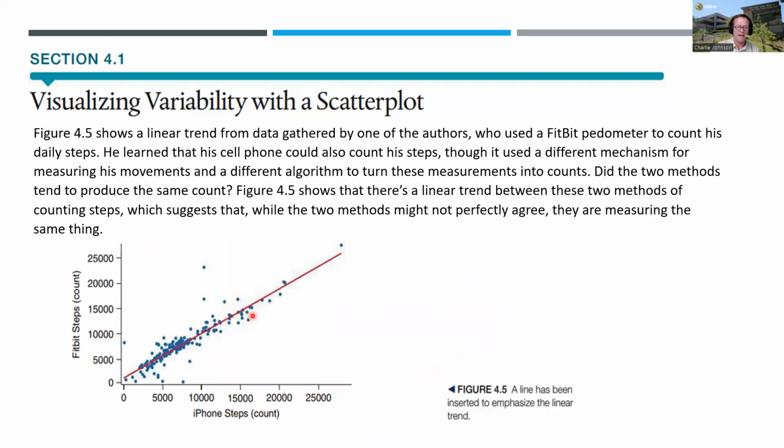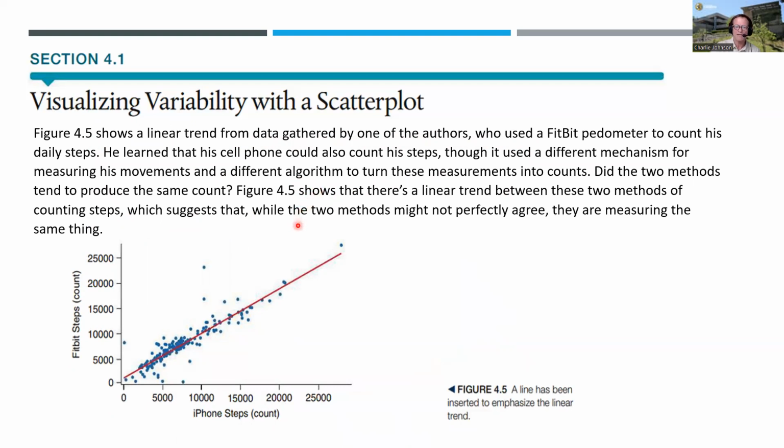Figure 4.5 shows a linear trend from data gathered by one of the authors, who used a Fitbit pedometer to count his daily steps. He learned that his cell phone could also count his steps, though it used a different mechanism for measuring his movements and a different algorithm to turn these measurements into counts. Did the two methods tend to produce the same count?